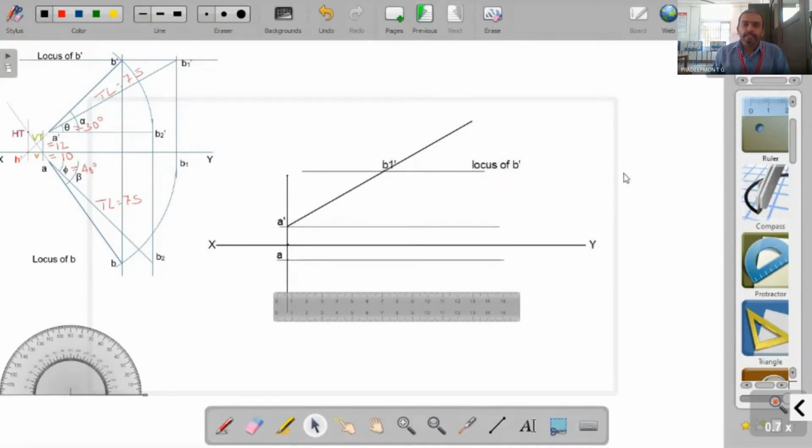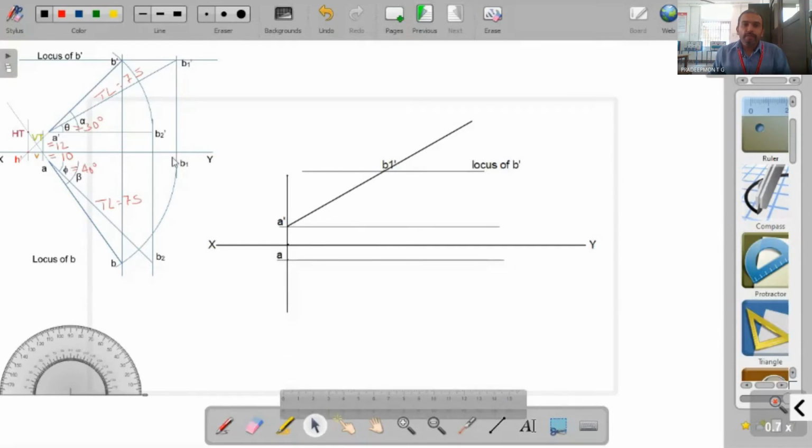Now, once we got B1 dash, we can find B1. B1 lies on a perpendicular line passing through B1 dash, and it should be lying on the locus of A. So if we draw a perpendicular line through B1 dash, and when that perpendicular line intersects the locus of A, then we get the point B1. So this is the condition.